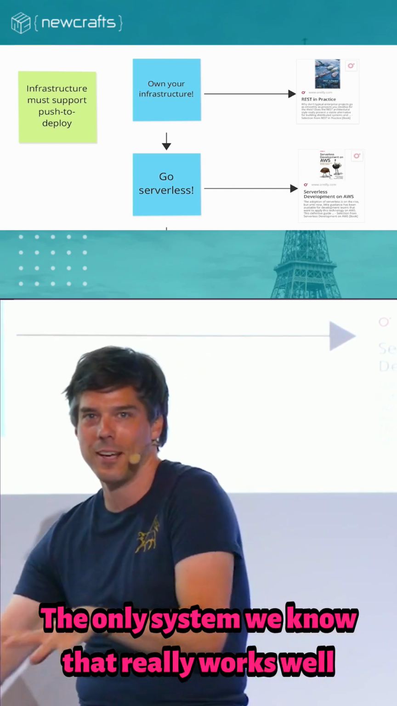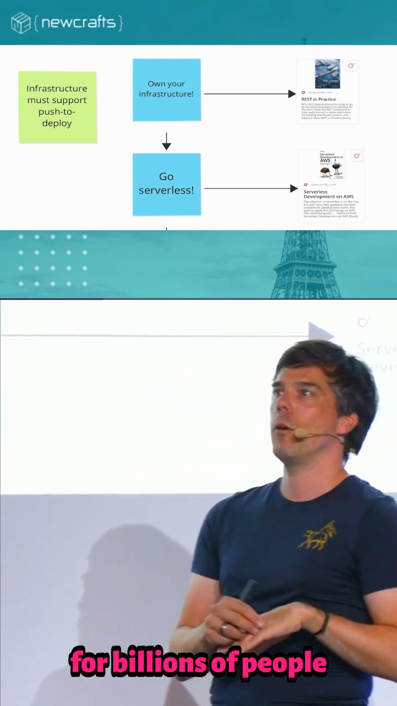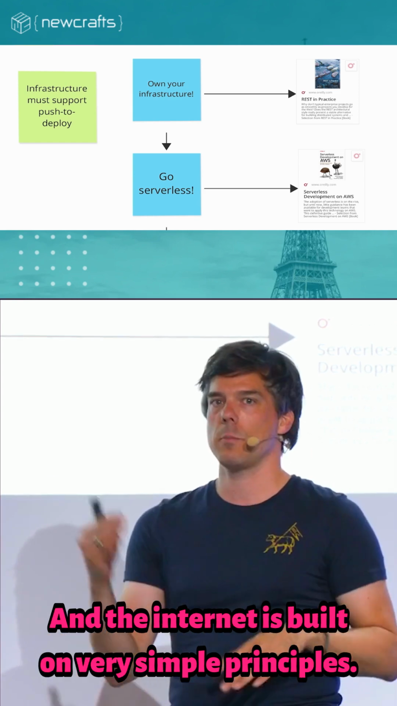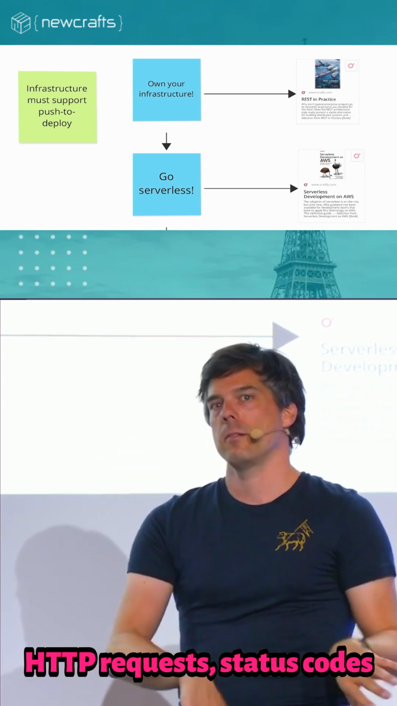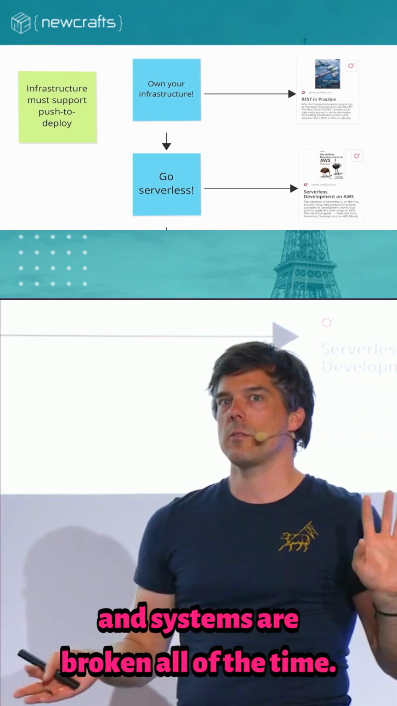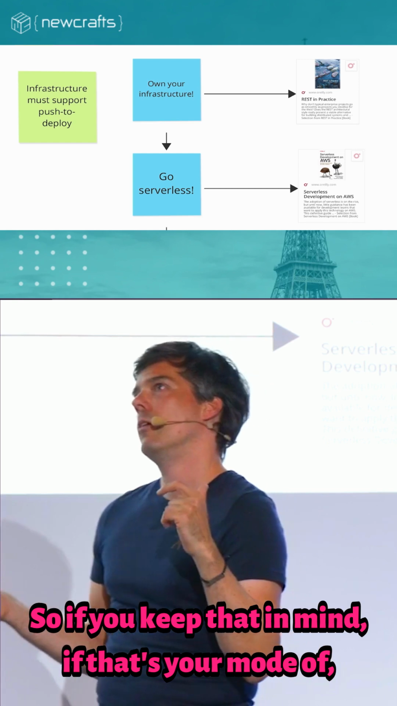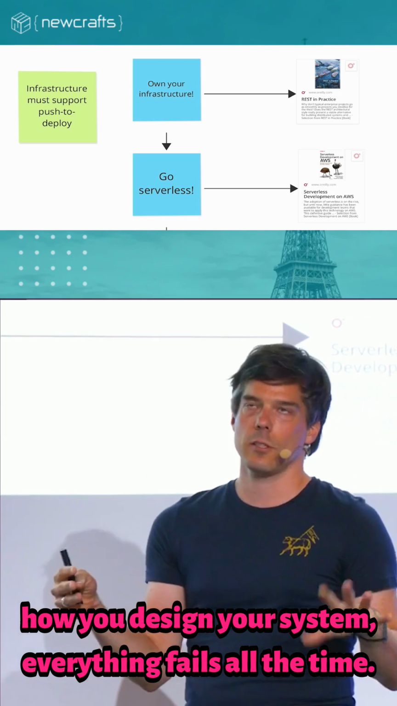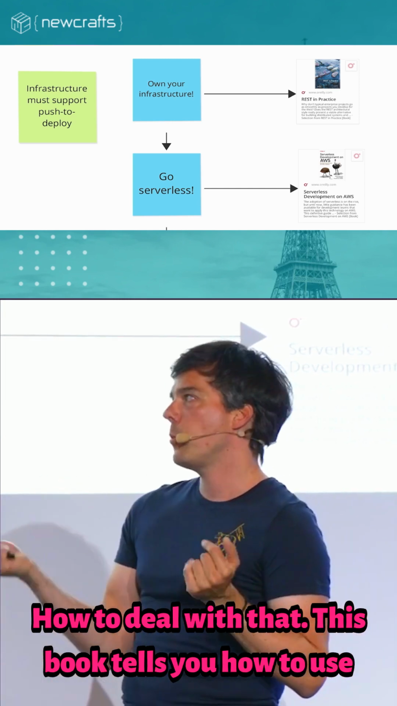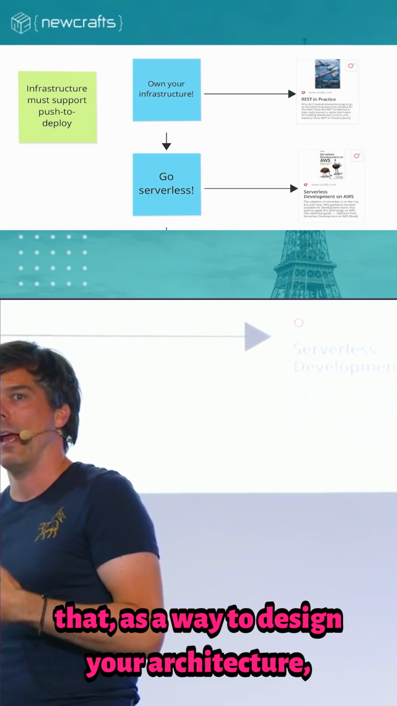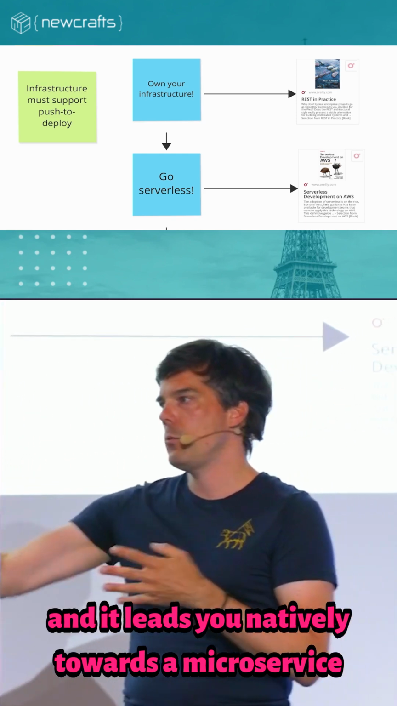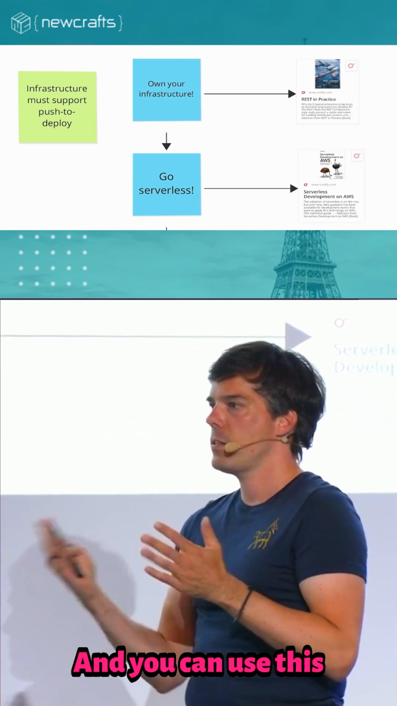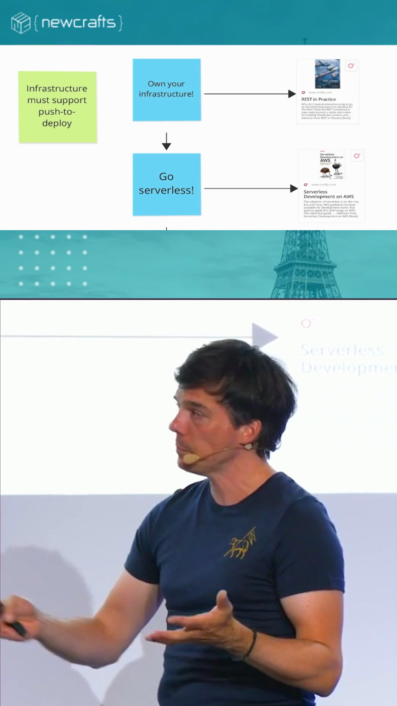The only system we know that really works well for billions of people for the last 35 years is the internet. And the internet is built on very simple principles: HTTP requests, status codes, and systems are broken all of the time. So if that's your mode of how you design your system, everything fails all the time, how to deal with that. This book tells you how to use that as a way to design your architecture, and it leads you natively towards a microservice architecture. And you can apply this in many different contexts.